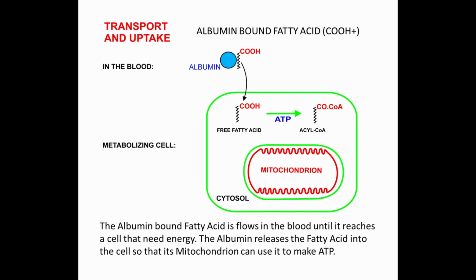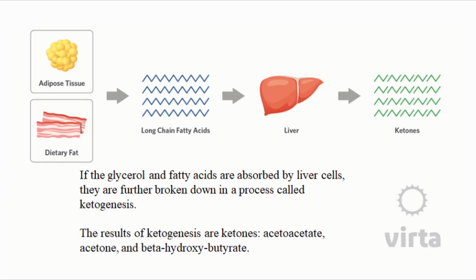The glycerol and albumin-bound fatty acids are released directly into the bloodstream, where they can be absorbed by any cell in the body to be used by their mitochondria to create energy in its most usable form, ATP or adenosine triphosphate. If the glycerol and fatty acids are absorbed by liver cells, they are further broken down in a process called ketogenesis. The results of ketogenesis are ketones: acetoacetate, acetone, and beta-hydroxybutyrate.